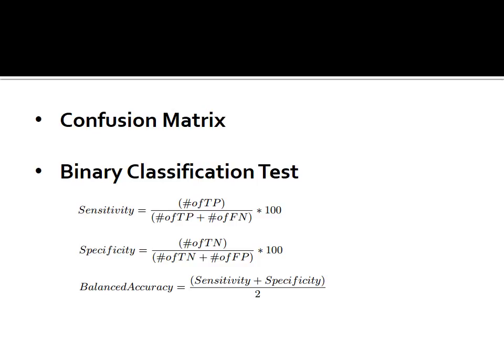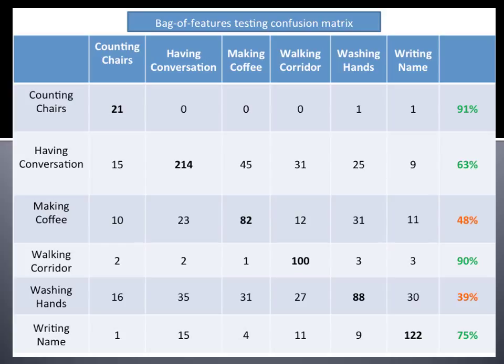For evaluation purposes, we used both confusion matrices and binary classification tests as defined here. Here is the confusion matrix for our tests in regards to bag of features. The diagonals show the correct classification for each task. Take note that the count of patches that were correctly classified is always the highest for each specific task.